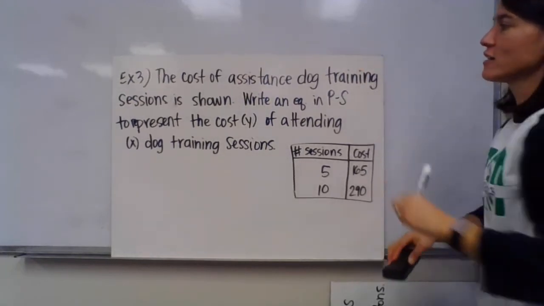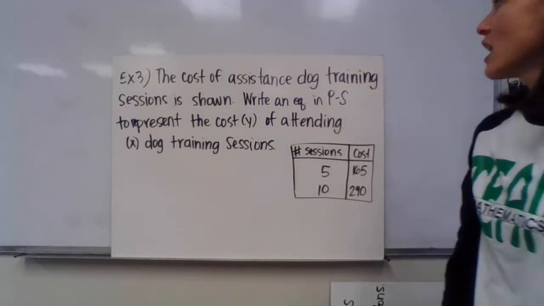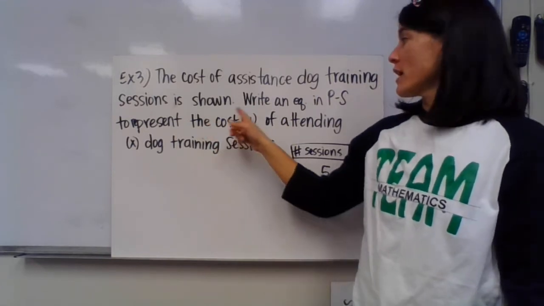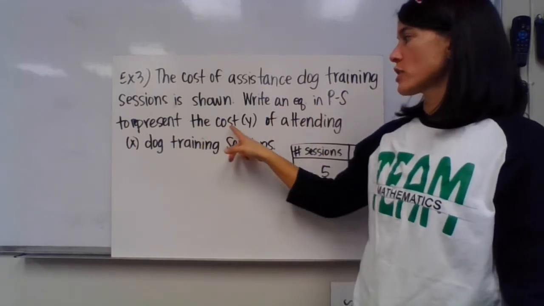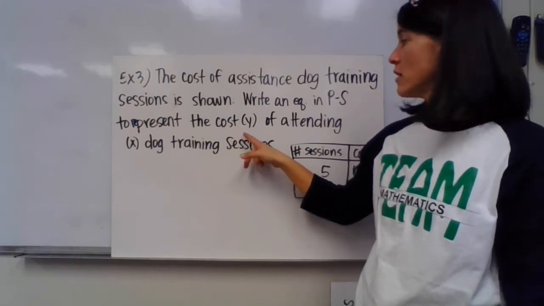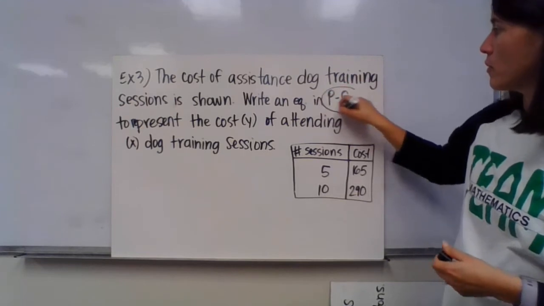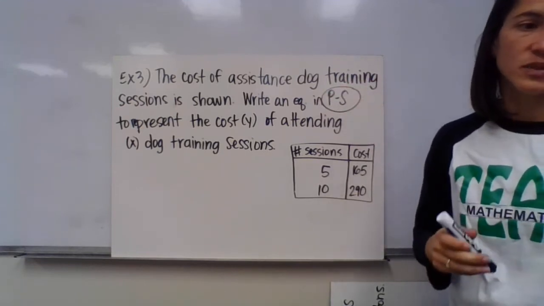All right. The cost of an assistance dog training session is shown in this table. Write an equation in point slope to represent the cost y of attending x dog training sessions. So it just says point slope. We don't need to do slope-intercept.